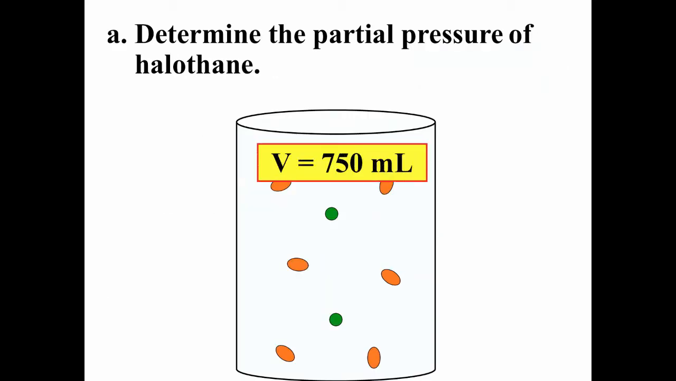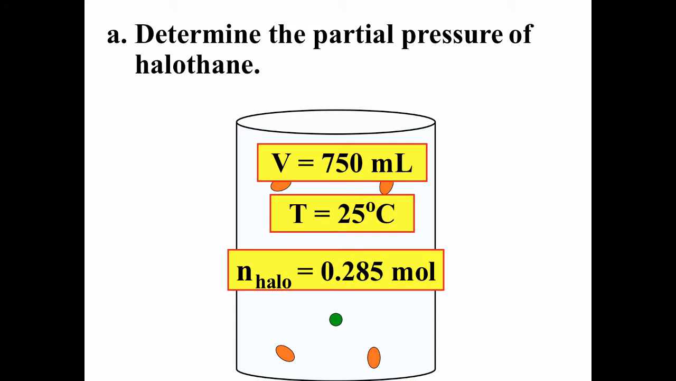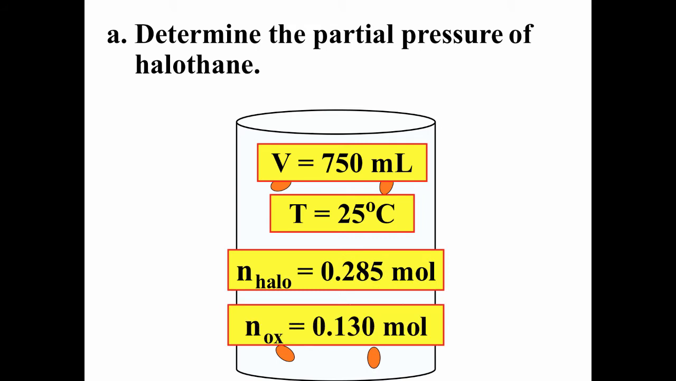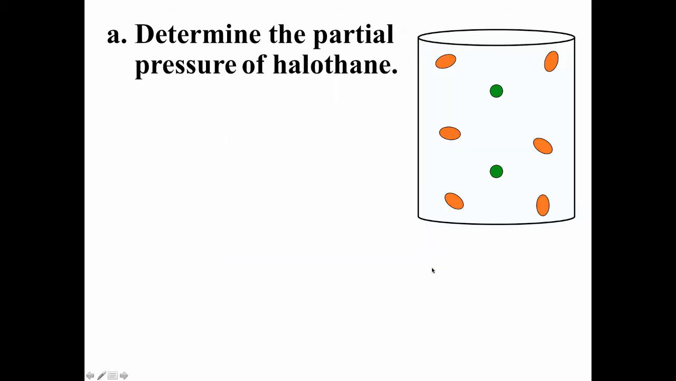Well, the first question is to determine the partial pressure of the halothane. The volume the halothane occupies is 750 milliliters, the temperature it's at is 25 degrees Celsius, and the number of moles of halothane is 0.285 moles. The oxygen we can just ignore for purposes of determining what's called the partial pressure of the halothane, because it is simply the pressure due to only the halothane moles.